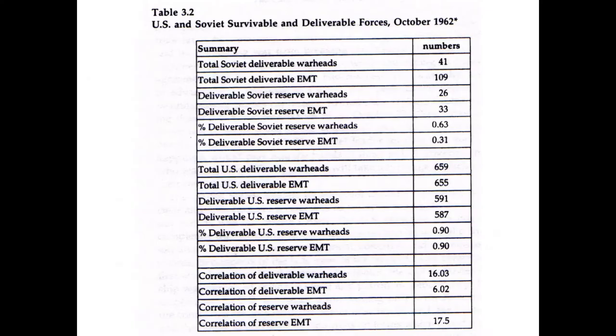Here you can see the equivalent megatonnage, which is significantly lower for the Russians than it is for the Americans. The American total deliverable equivalent megatonnage is 655, which is a huge amount for that time.